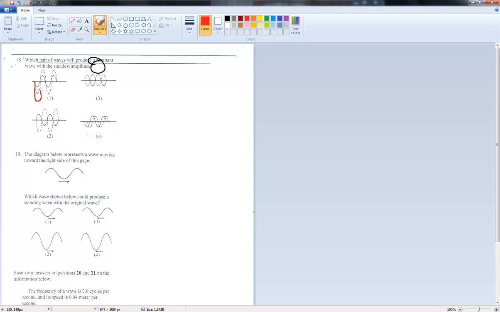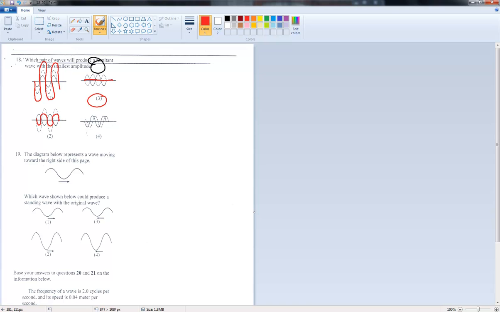all right? And it would produce something like this, okay? If we looked at these two, well, here it'd be destructive, but it wouldn't be that small. It'd be something like this with the red line. Okay, if we look at this one, well, this would be complete destructive interference. They'll cancel each other out completely, so that's probably going to be the answer.